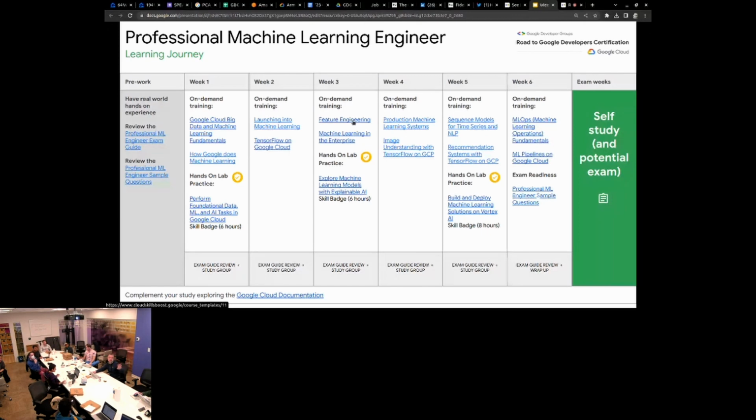As a reminder, Roy pointed this out. The week 3 on the slide shows a hands-on lab practice. The link does not work. You don't need to do it. It's not part of the requirements for this course. So you can just pretend that's not there and not worry about it.